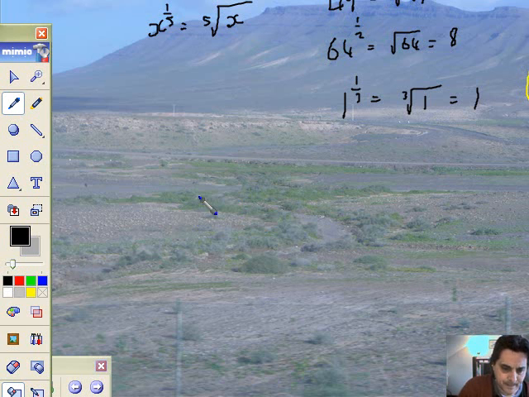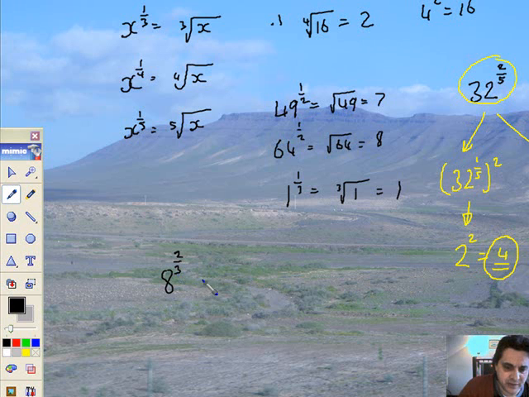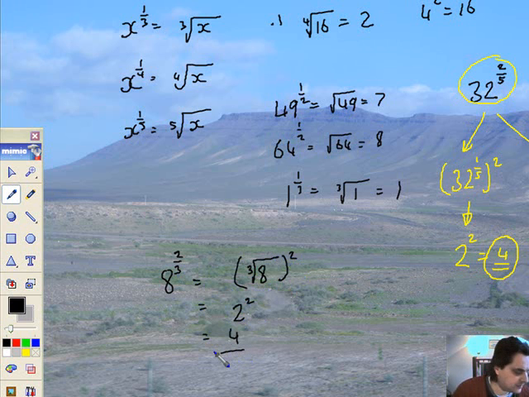I've got, and it's a lot easier anyway, 8 to the power of 2/3. What does that mean? It means I take my 8, I cube root it, because it's a third, and then I square it. So, cube root of 8 is 2, then I decide to square it. 2 squared is 4. Question 8 gets in the way.